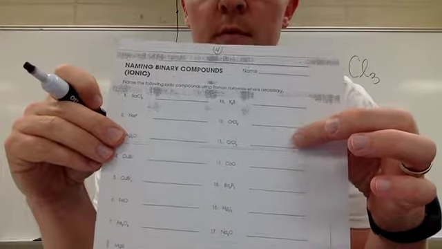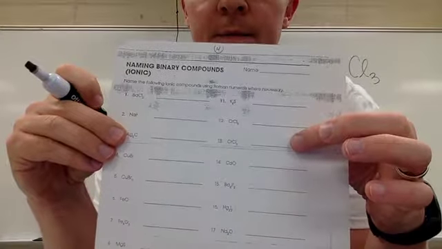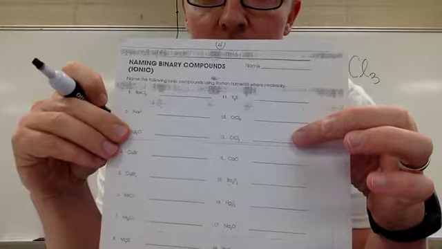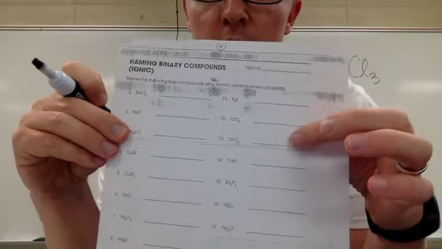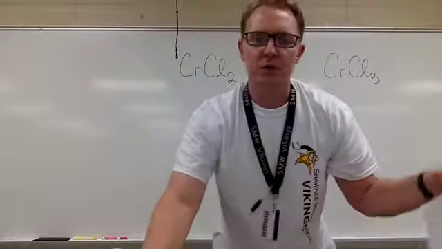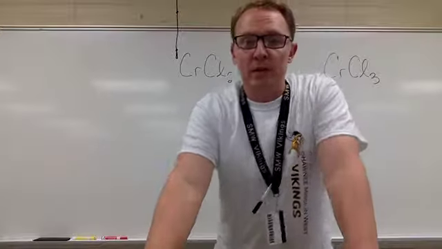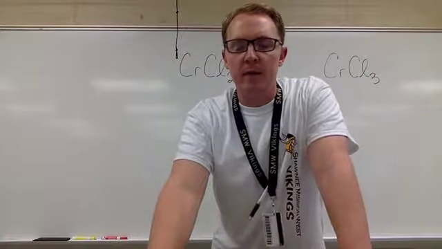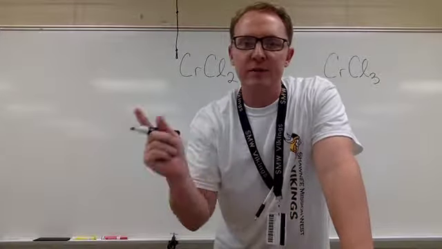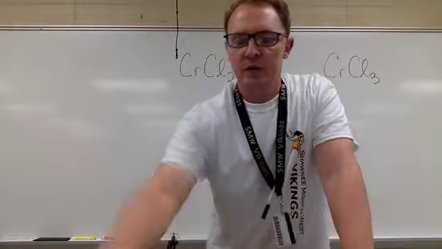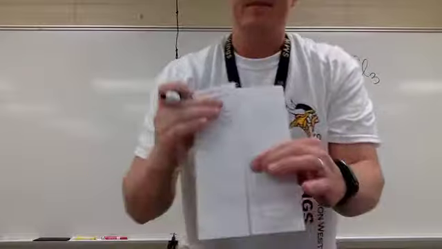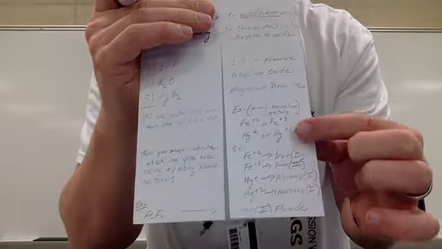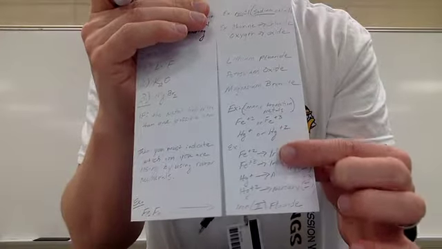We've got chromium and chlorine, but in two different formulas, and it looks like they're going to have the same name if you apply the first two rules. Remember, chromium is a variable charge ion, so it's a metal that doesn't always have the same charge. So I'm going to show you on the board how we come up with the name. First, I'm going to show you how it looks like they should have the same name, and then we'll teach you how to apply the last rule on our naming booklet. There's one down here that talks about using these Roman numerals when necessary.